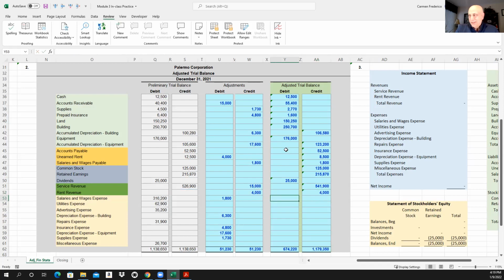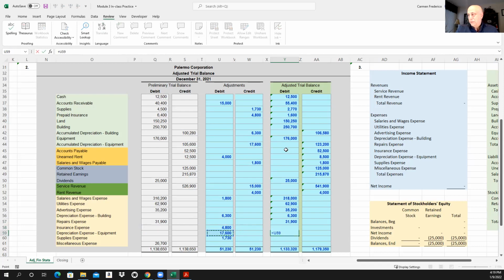Now we have all our expenses. Salaries and wages expense, we had 316,200 plus the 1,800 we debited as an adjustment. We have 318,000. We made no adjustments to utilities. We made no adjustments to advertising expense. Now depreciation on building, we had 0, but we made an adjustment for 6,300. So our new balance is 6,300. We made no adjustments to repairs expense. We had no insurance expense, but we made an adjustment of 4,800. So there's our balance of 4,800.